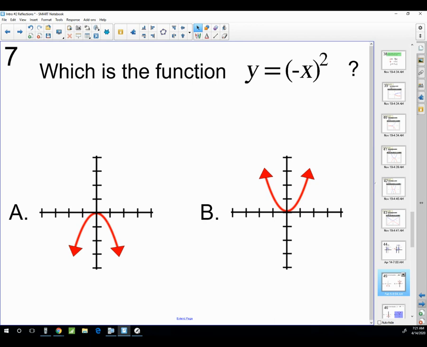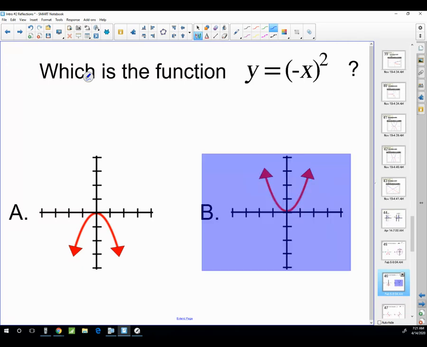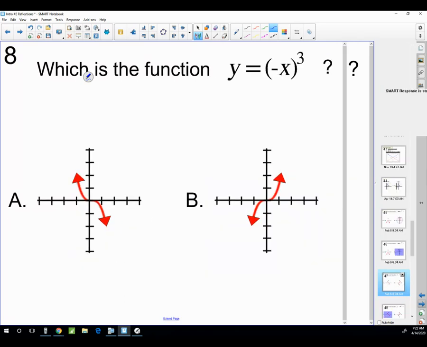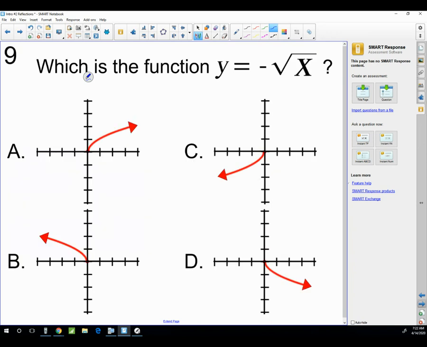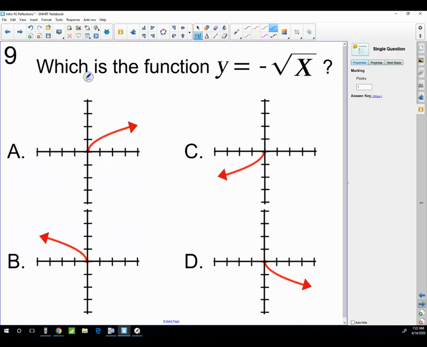All right, so let's play a couple of these games. I want to pause the video, so I'm going to scroll through them. That one is B. This one is A. I want to pause the video and see this one. The negative here makes it vertical. This is the parent function, and it would reflect down to here, which would make D the answer.